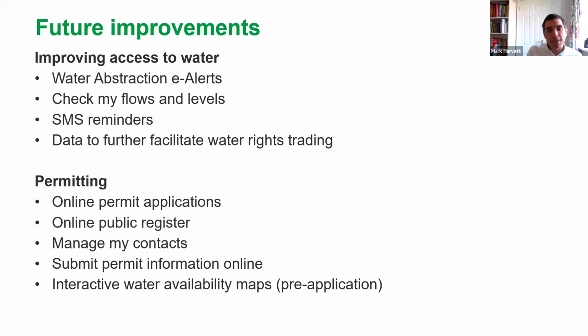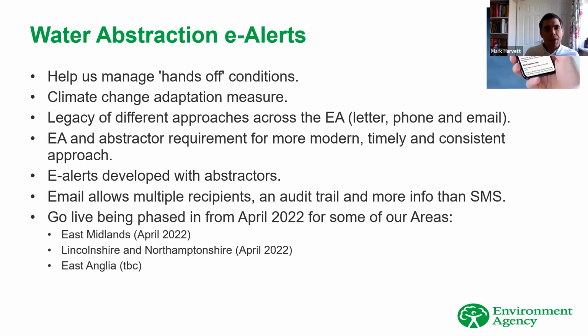And in terms of permitting, when we introduce environmental permitting, we're planning to allow abstractors to apply for any new abstraction permits online. So a truly online permit application process and a public register to go with that as well. Lots of ideas that we want to make to improve the service that we've got, and it will only grow. So, water abstraction e-alerts.